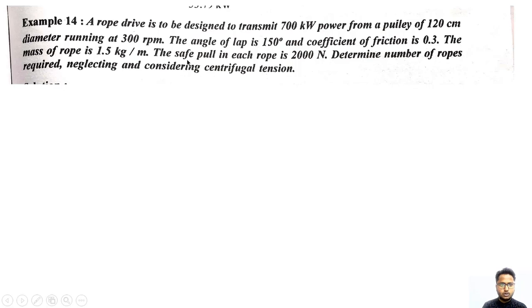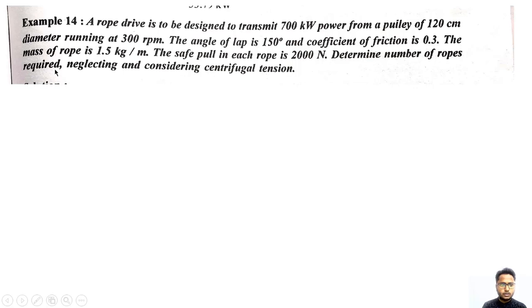The safe pull, what does safe pull mean? Pull means tensile force. Tensile force contributes to the pulling. So safe pull means the maximum pull, the maximum value of the tension, in each rope, which is 2000 newton. So determine the number of ropes required, neglecting and considering centrifugal tension.